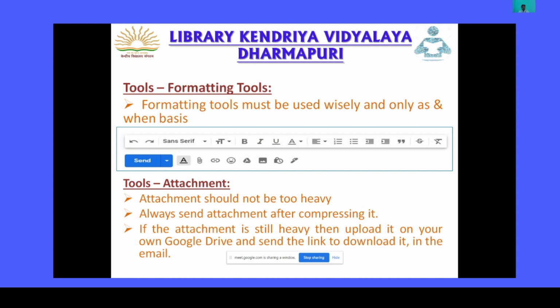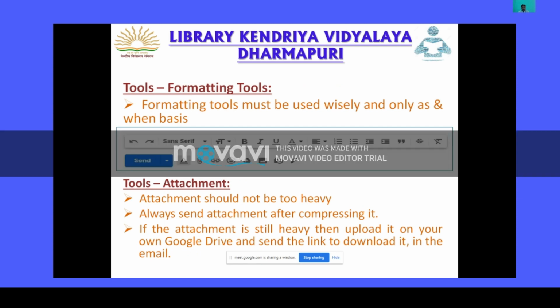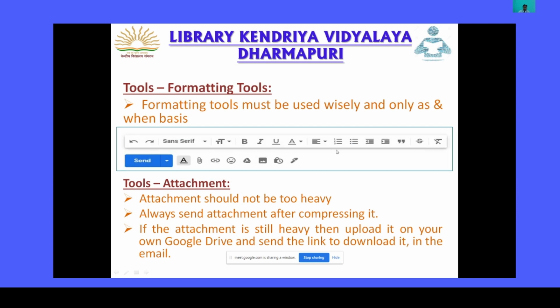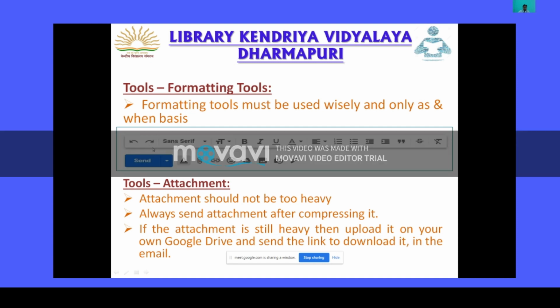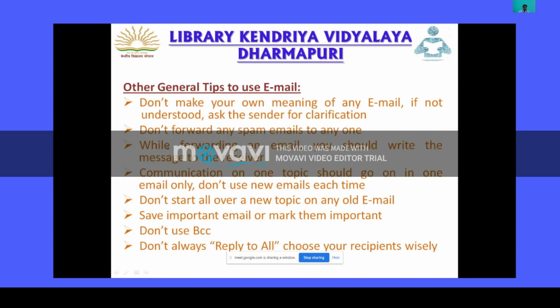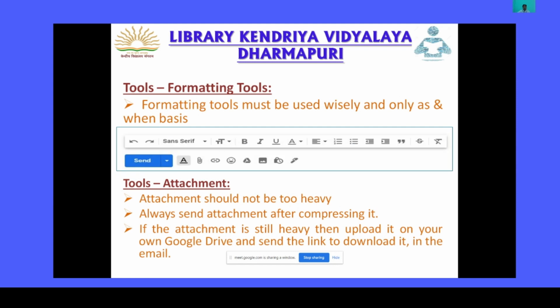Further, the tools that we have in the email, you can see on your screen. I have pasted a picture of it. So here we have a few tools to use while writing an email. These two tabs, the round arrows, are for redo and undo. If you have deleted anything by mistake, you can undo it or redo it.